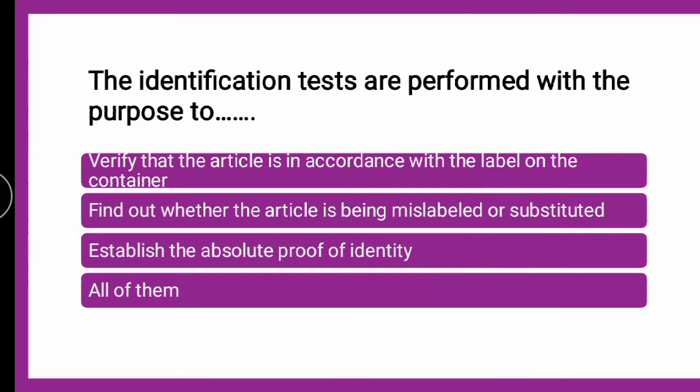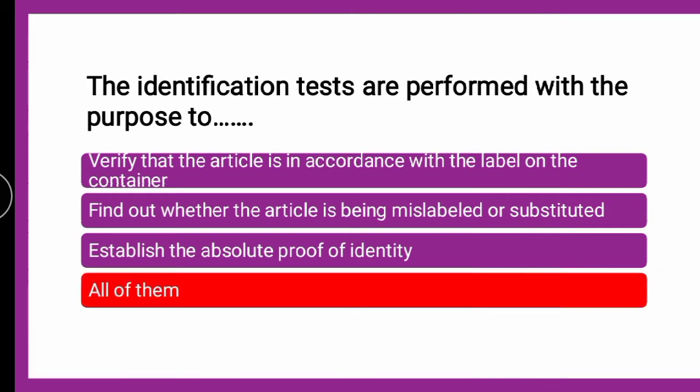So if the test complies, then it passes. So it establishes the absolute proof of identity and we can verify that the label claimed is correct. Wherein if it fails, then we can find out whether this sample is adulterated, substituted, or mislabeled. That means mistakenly labeled wrongly or substituted. So the identification tests are done with the purpose to dash. So the correct answer is, it is all of them. All the above purposes can be served by identification test.